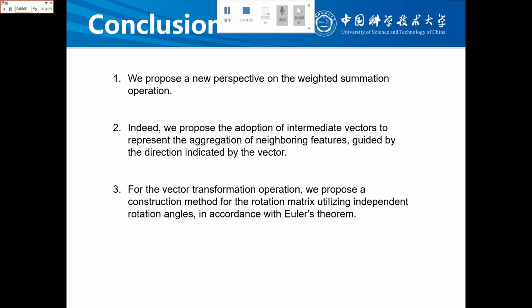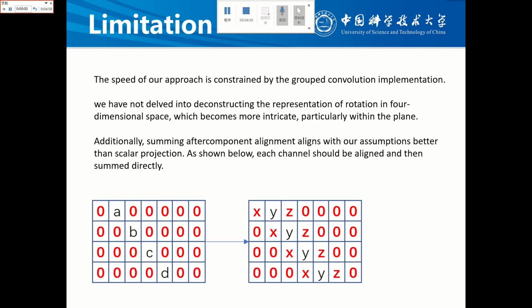Conclusion. 1. We propose a new perspective on the weighted summation operation. 2. We propose the adoption of intermediate vectors to represent the aggregation of neighboring features, guided by the direction indicated by the vector. 3. For the vector transformation operation, we propose a construction method for the rotation matrix utilizing independent rotation angles, in accordance with Euler's theorem. Limitation. The speed of our approach is constrained by the grouped convolution implementation.